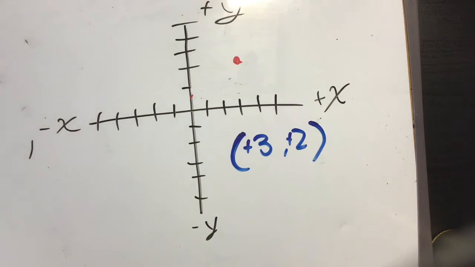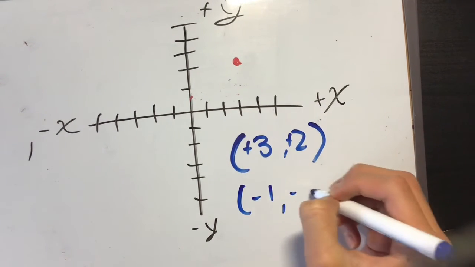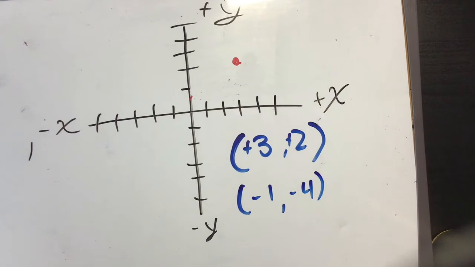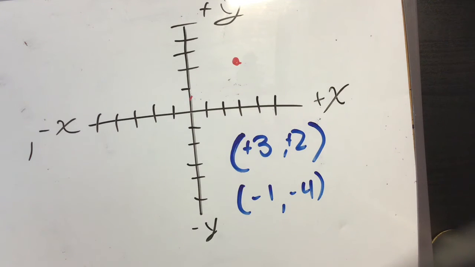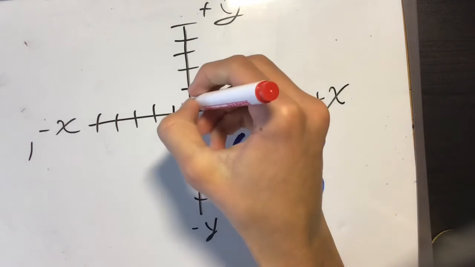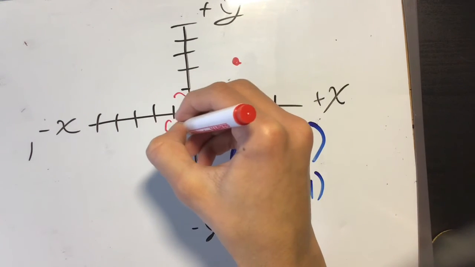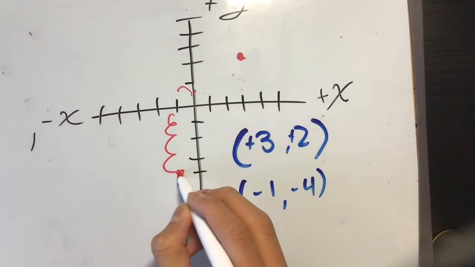Let's do another example, but this time a little harder. What about -1 and -4? Now, as you can see, they're both negative numbers, so we need to go in the negative direction. And since we know the first number is the x-axis, we go -1 here. So -1. And the negative y-axis is down, so we go down 4 spaces. So 1, and then 1, 2, 3, 4. The point would go right here.